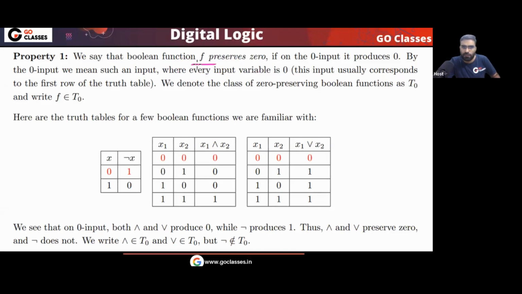A function is 0 preserving if you replace all the variables by 0, the output must be 0. Very simple. Okay, so this is the idea.